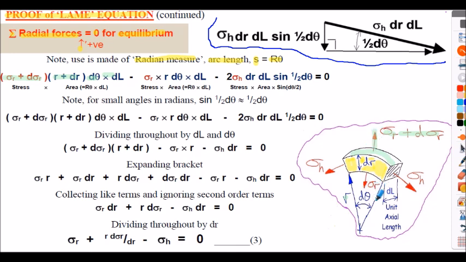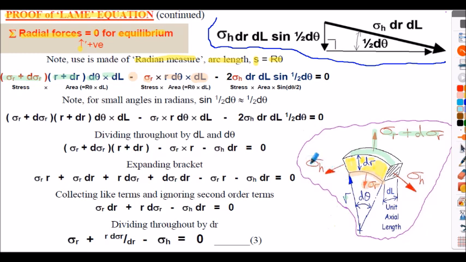If we now consider the inside radial stress, that's sigma r, that's down the page, again multiplying that by the area, sigma r multiplied by r d theta is the length of the inside of this element. Then multiplying by thickness delta L, again that will give us a force, stress times area is force. Notice it's a negative force because that force is down the page.